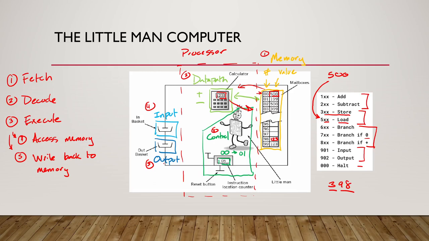And then the little man computer also demonstrates these 5 steps that occur over and over again in its processing of each instruction. This set of steps is called the instruction cycle, or as I specified at the start of the video, it's also called the von Neumann instruction cycle: fetch, decode, execute, potentially access memory. I'll put a little asterisk to say that's kind of optional, and write back to memory.